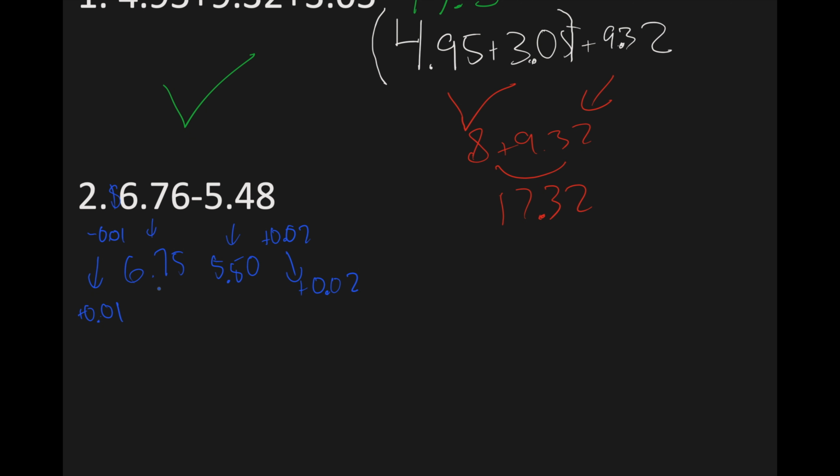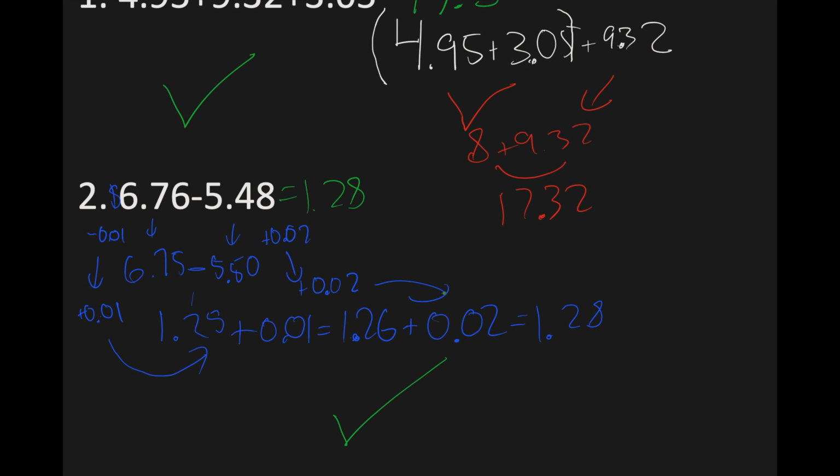And now let's do 6.75 minus 5.50, right? 6 minus 5 is 1. 0.75 minus 0.5 is 0.25, so 1.25. And now, let's carry this one over first. 1.25 plus 0.01 equals 1.26. Carry that over here. Well, we can make that point bigger and more pronounced. Plus 0.02 equals 1.28. So 6.76 minus 5.48, use green here again, equals 1.28. Another check mark there. Hope you got that one right, and I hope this lesson was useful to you.